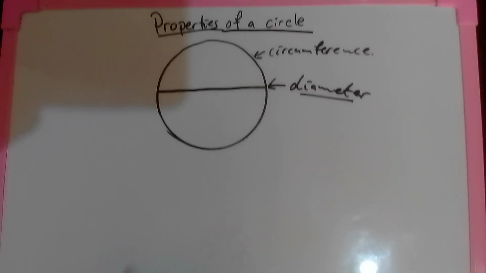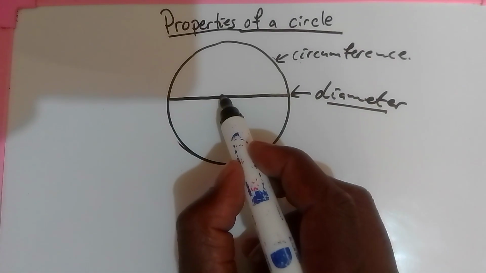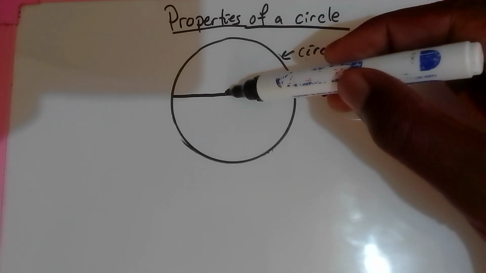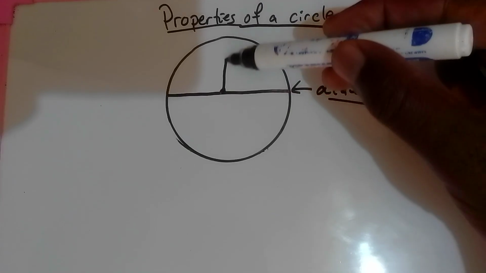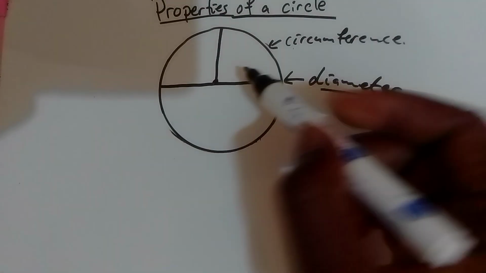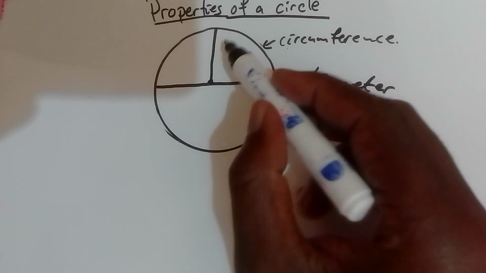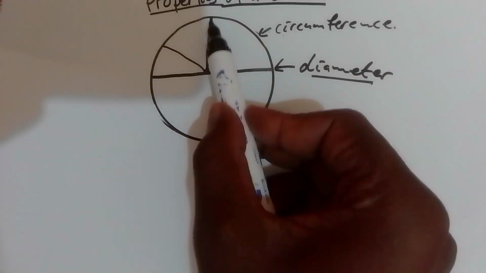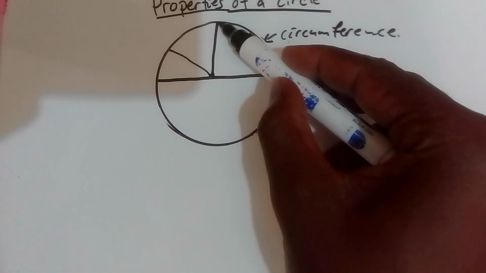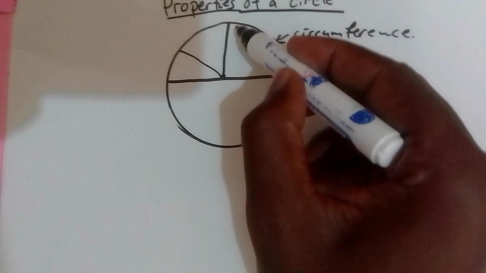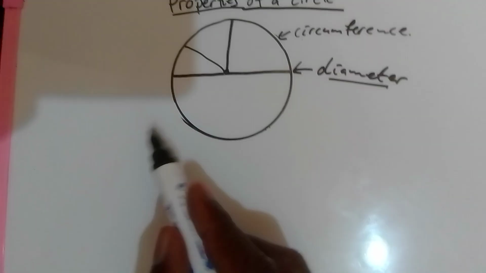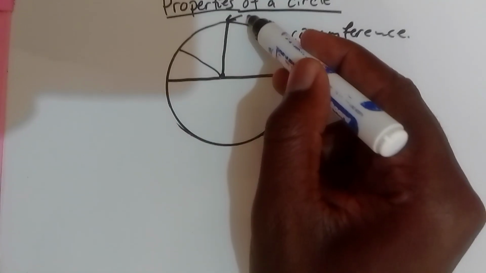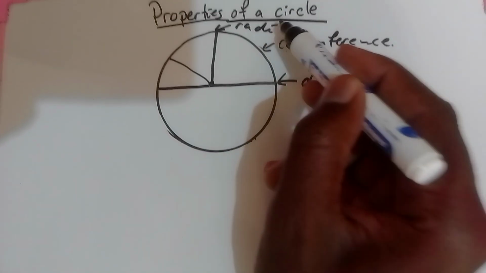Then we have the distance from the center of the circle. So let's say that this point is the center of the circle to the circumference. So I could be moving from there to here, I could be moving from here to there. All of them. So the distance from the center of a circle to the circumference, that is what is known as what? Radius. So what I drew here, this is what we know as radius.